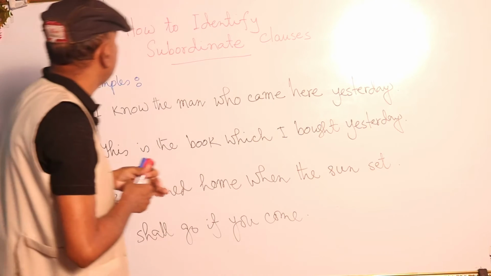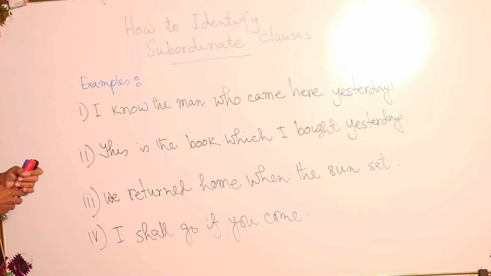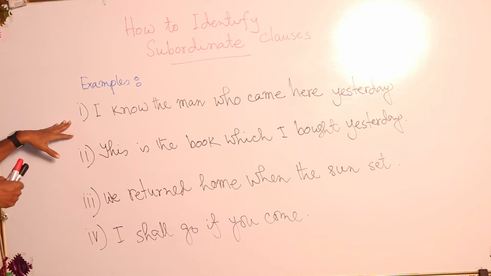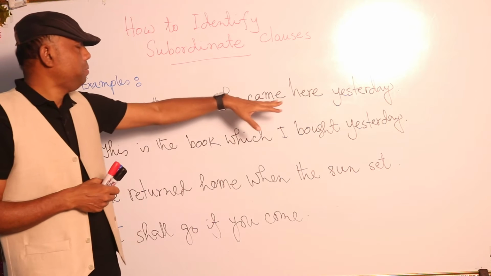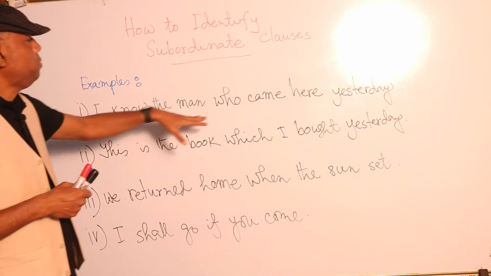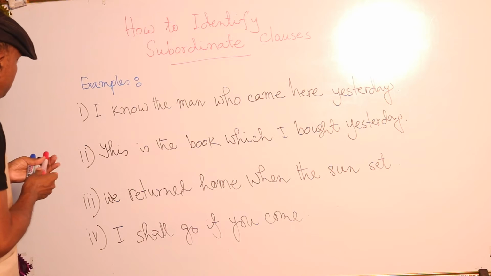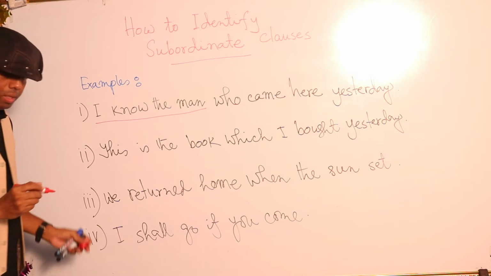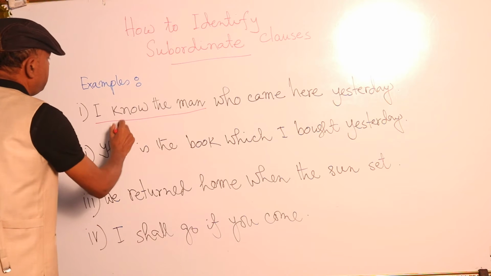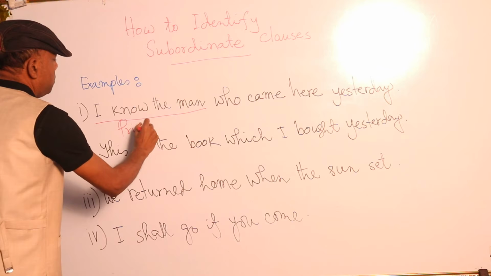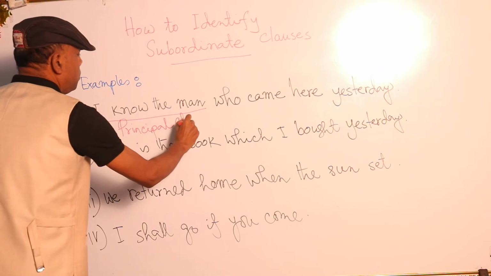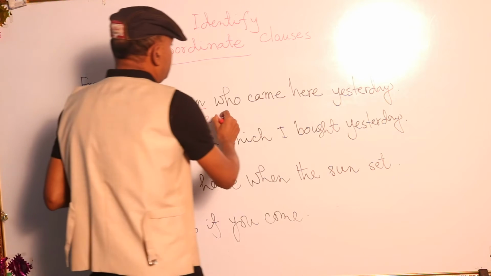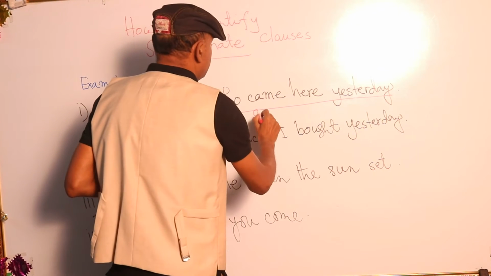So, dear students, have a look on the board at how to identify subordinate clauses. Okay? So, look at the examples. Number 1, I know the man who came here yesterday. Here, I know the man is a principal clause. Who came here yesterday is a subordinate clause.